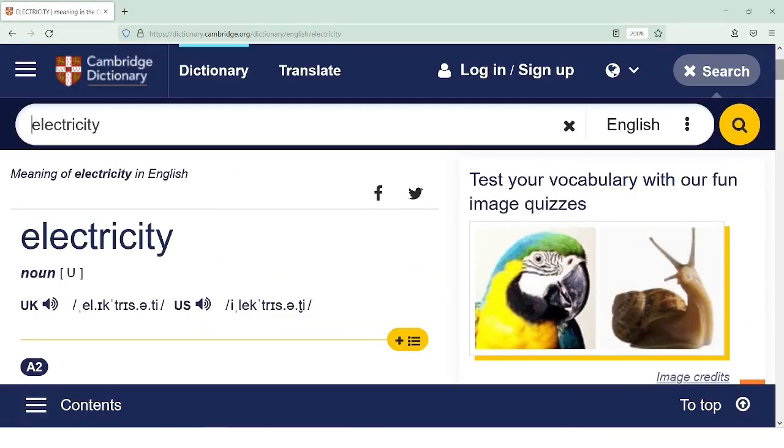Okay, you can see the spelling of the word in here. And we see grammatical information. It's a noun and it's uncountable. This is where you click and you hear the British pronunciation of this word.